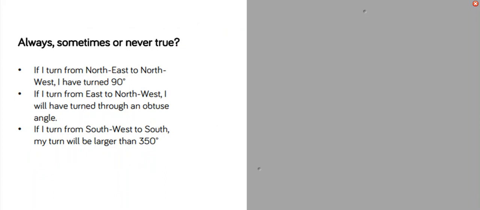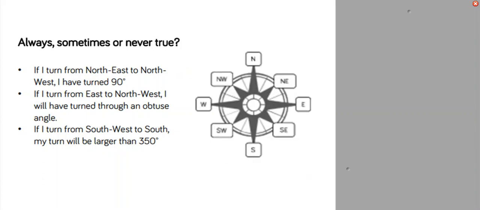Okay, this is our last question for today. So remember, it's an always, sometimes, or never question. So do not make the same mistake that I made earlier. Make sure that you put always, sometimes, or never. Okay? So if I turn from northeast to northwest, I have turned 90 degrees. If I turn from east to northwest, I will have turned through an obtuse angle. If I turn from southwest to south, my turn will be larger than 350 degrees. Okay, so there is a compass here to help you.